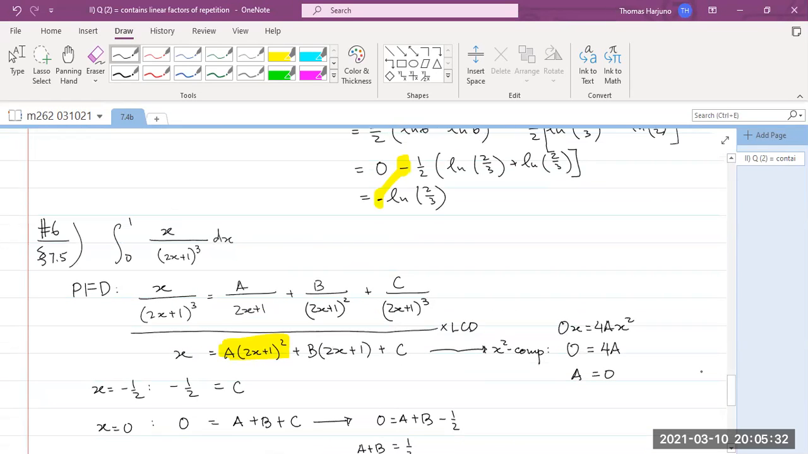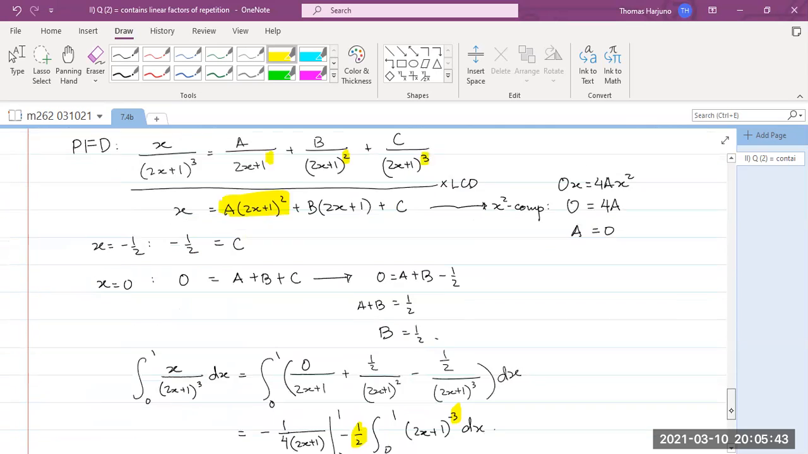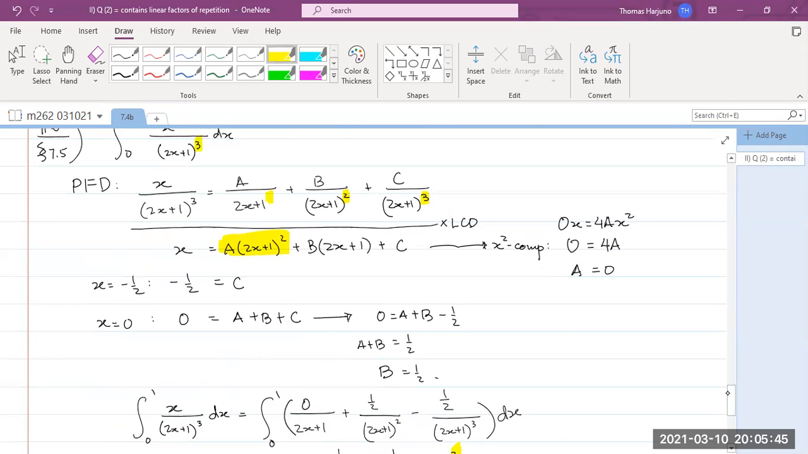But you see, what happens if you have the power of 3? Then you need to start from the power of 1, the power of 2, the power of 3, like that. Okay, now how to find the coefficients A, B, C? That's quite challenging.